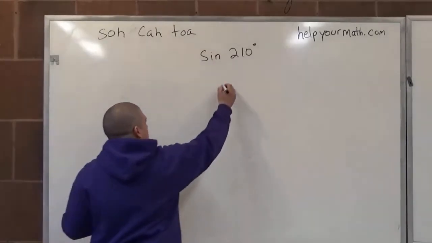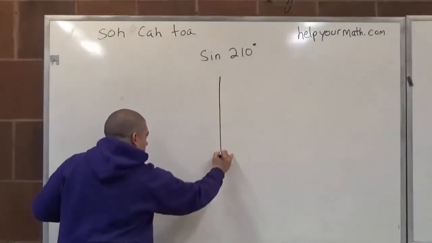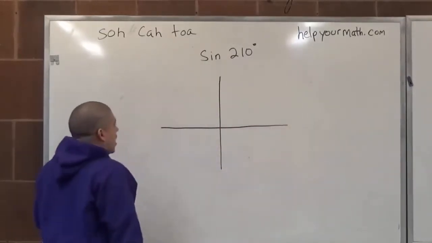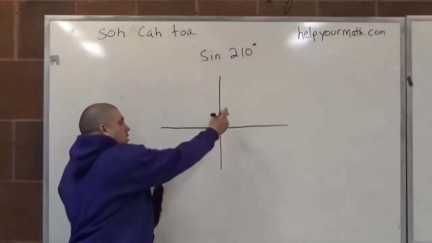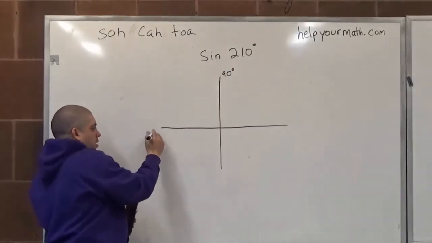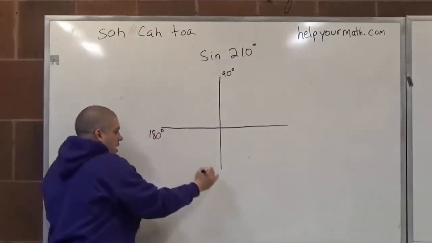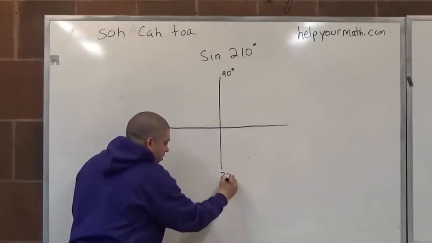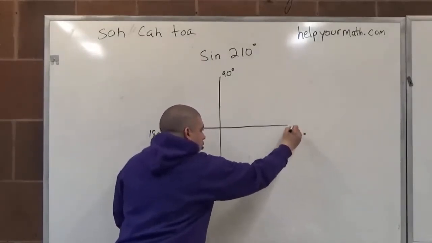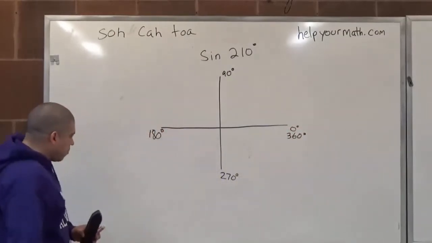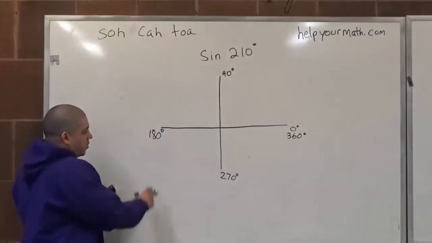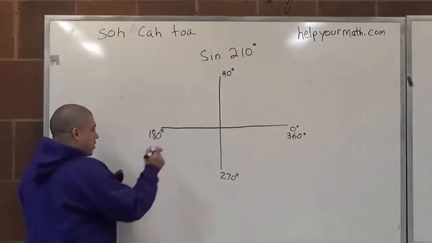The first thing I'm going to do is draw my axis over here. We know that from here to here is 90 degrees, and over here is another 90 degrees, which is 180, and then this is 270, another 90 degrees, and this is 360 degrees, which is also 0 degrees because it's the beginning. So let's locate 210 degrees. 210 degrees is somewhere between 180 and 270 degrees.